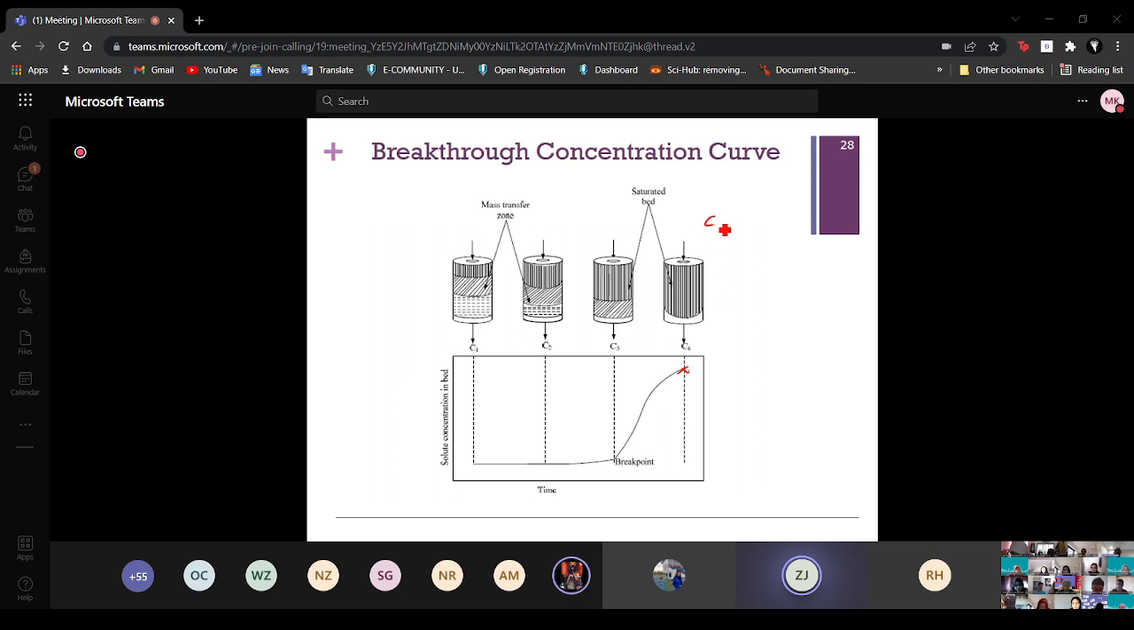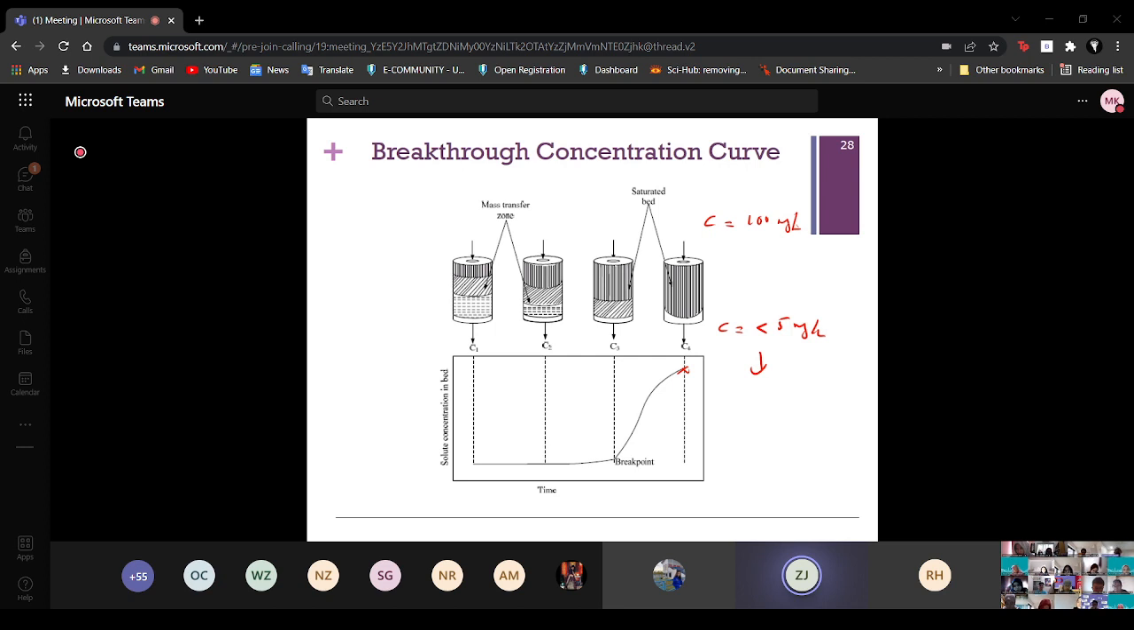So what happened? Let's say you want to have a C inlet of 100 milligram per liter. So when you put in the adsorption, maybe you want your outlet to be at specification, let's say less than 5 milligram per liter. That is the acceptable outlet that you will accept. If they are more than 5 milligram, then you cannot accept that outlet. That outlet stream, you cannot accept when it is more than 5.